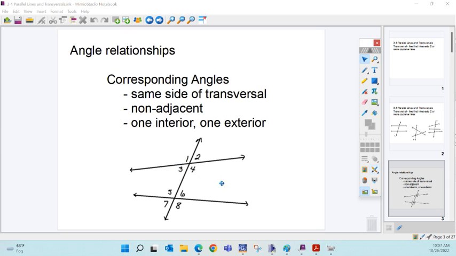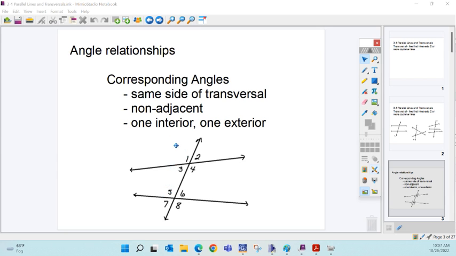The angles that are inside between the two lines are called interior ones, and the ones that are outside are called exterior ones. So the last criteria is that you have to have one interior and one exterior. So for example, angle 1 is corresponding with angle 5 because it's on the same side of the transversal, it's not right next to it, and 1 is exterior and 5 is interior. So 1 and 5 are corresponding angles.